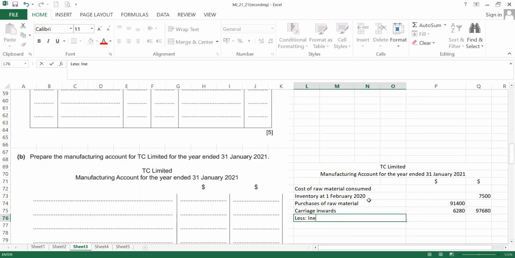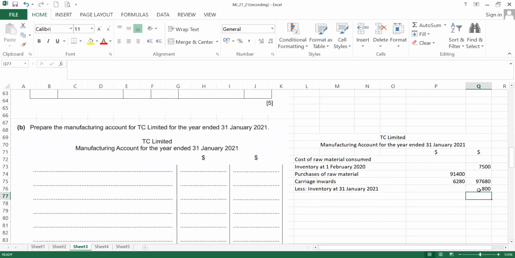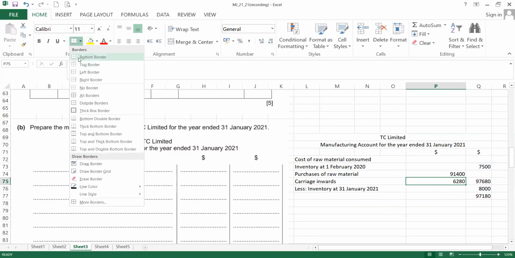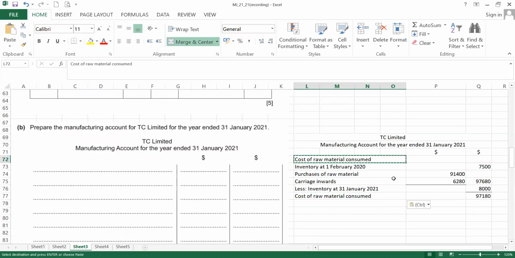Then after that, we less inventory at 31st January 2021, which is in the additional information. Here 8,000. So take the opening plus purchases minus closing. So this is the amount that we get for the cost of material consumed. So this one we can ignore.